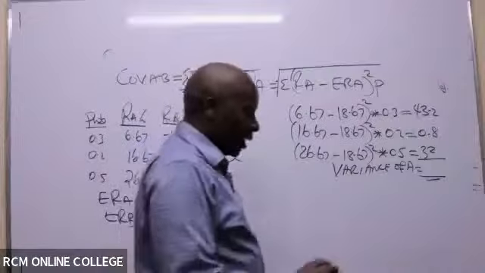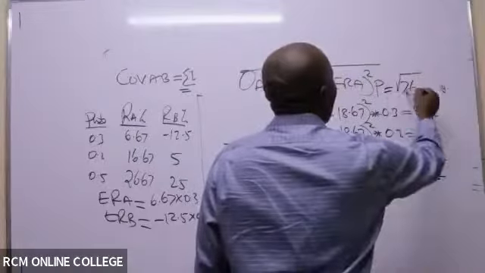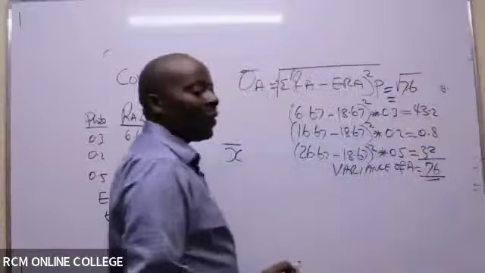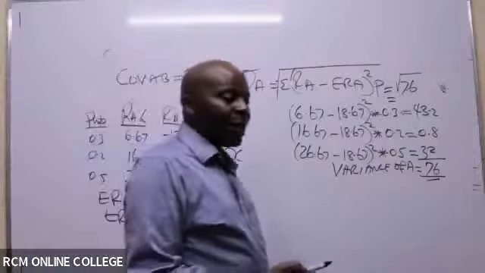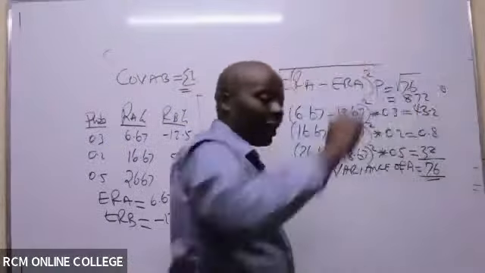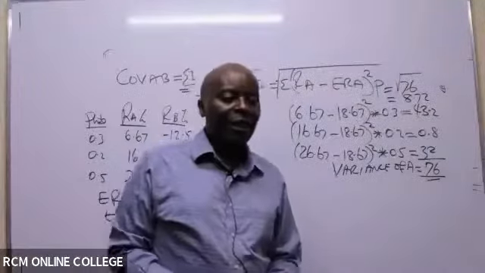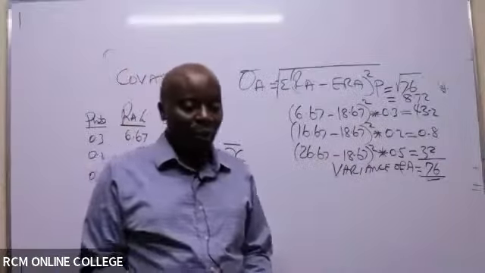According to NJ, this is 76. And therefore, the square root here will be the square root of 76. The square root of 76, ladies and gentlemen, it is 8.72. Are we together up to here, my friends?